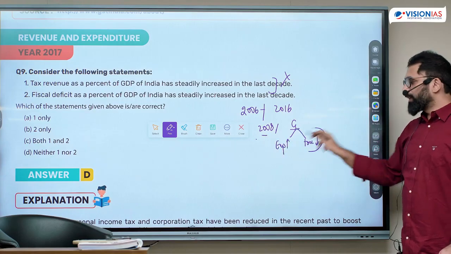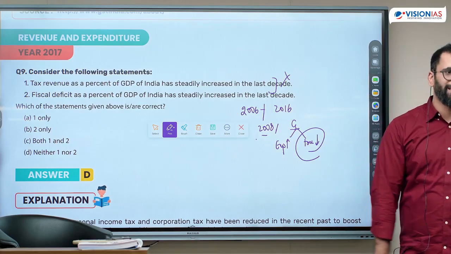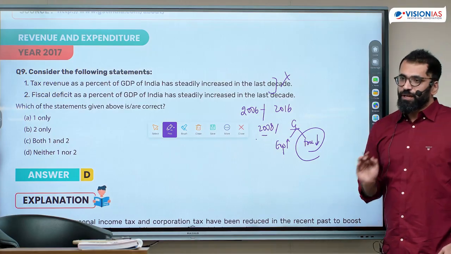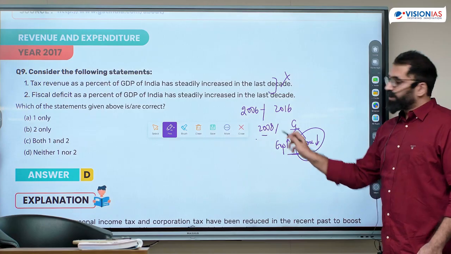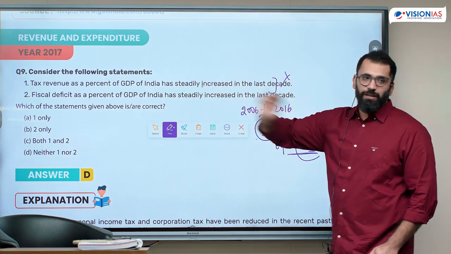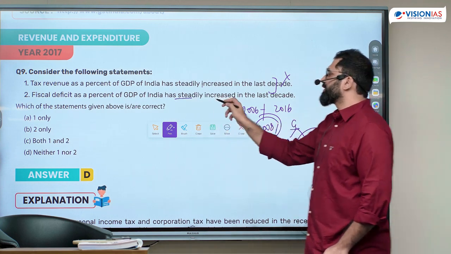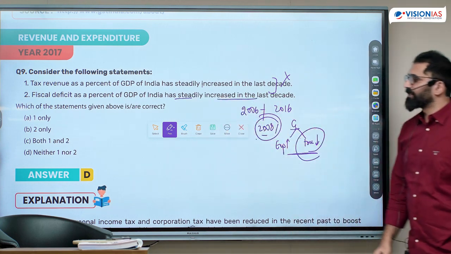After 2008, the government reduced tax on a number of items. Excise duty was reduced on vehicles, and the number of taxation items were reduced so as to push consumption. If the government does this, and there is also a slowdown, both of these mean my tax revenue might not have increased steadily. Fiscal deficit as a percentage of GDP has increased steadily in the last decade.